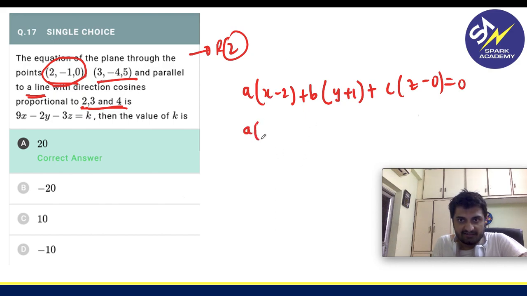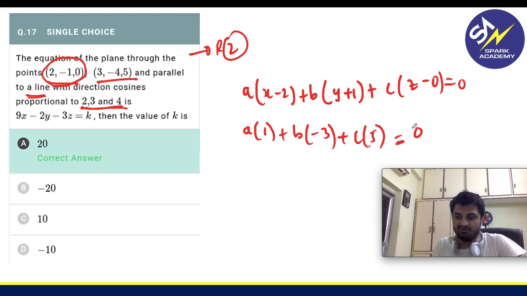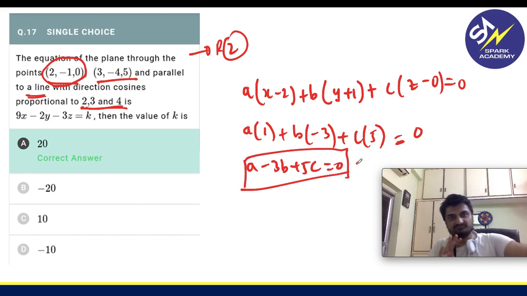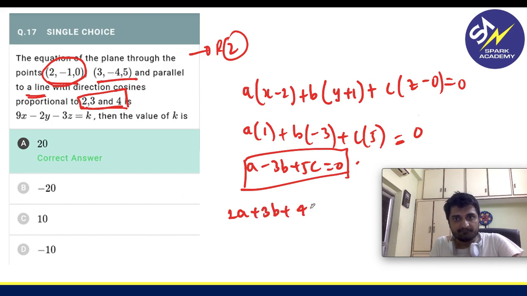So how will I write it? a into (3 minus 2) is 1, plus b into (minus 4 plus 1) is minus 3, plus c into (5 minus 0), this part is also 0 now. So I'm getting a minus 3b plus 5c equal to 0. Simple so far, right? Now what else did he say? It is proportional to the ones with DCs 2, 3, 4. So I can also say 2a plus 3b plus 4c equal to 0 using this.